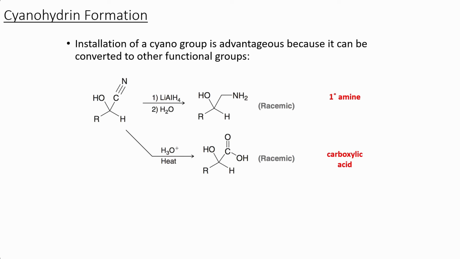Now, one of the interesting aspects of this reaction is that we can take the product and convert it into a couple of other functional groups. So once we've obtained the cyanohydrin, if we use lithium aluminum hydride, we can reduce the cyano group to a primary amine, or if we treat it with acid and heat, we can hydrolyze to the carboxylic acid. So this is a way to obtain a carboxylic acid functional group attached directly to the same carbon as an alcohol, or a 1,2 alcohol amine relationship.